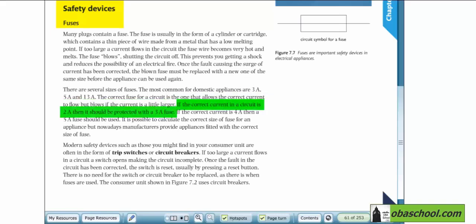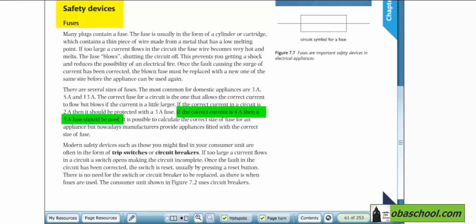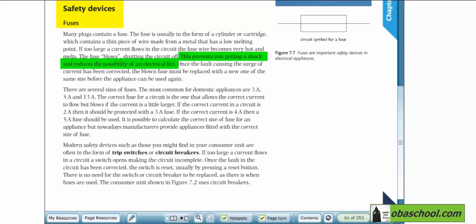If the correct current in a circuit is 2 ampere, then it should be protected with a 3 ampere fuse. If the correct current is 4 ampere, then a 5 ampere fuse should be used. This prevents you getting a shock and reduces the possibility of an electrical fire.